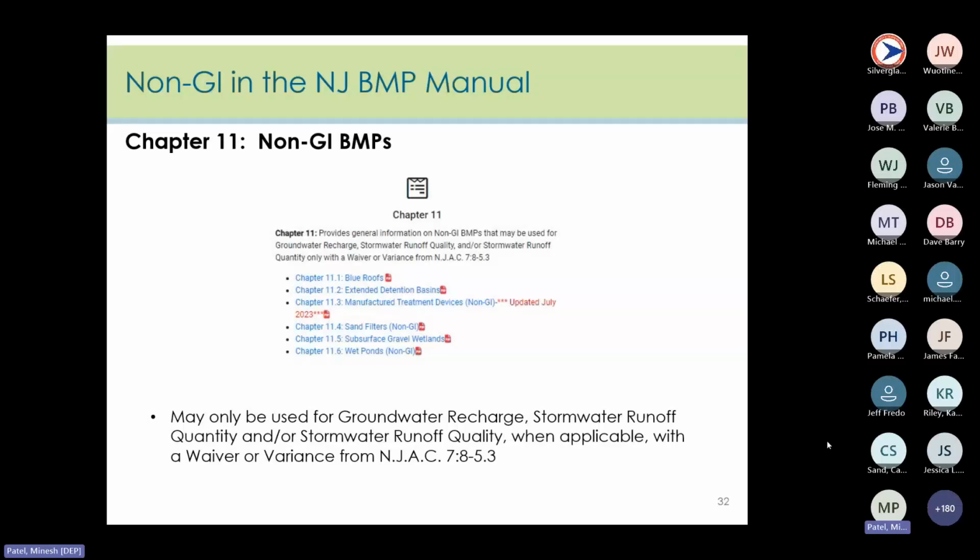The majority of MTDs currently do not have a soil or vegetative component, so most of them will fall under this table. And then you see non-GI sand filters, subsurface gravel wetlands, and non-GI wet ponds to round out the rest of Chapter 11.